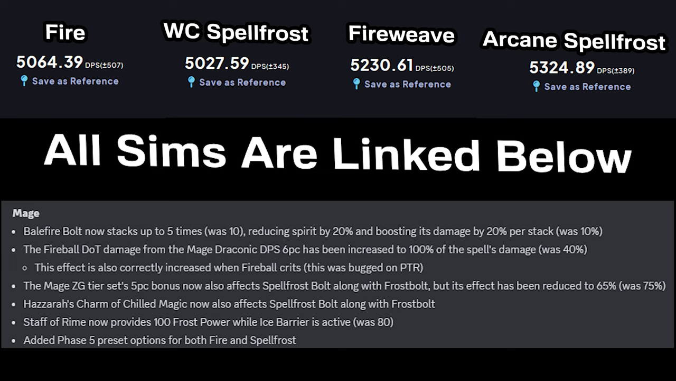Shout out to the Mage Discord. They are the ones who do the research and compile all this data. I am not the one figuring these things out, I am just the messenger. Quickly want to go over all these changes that have come on the PTR.